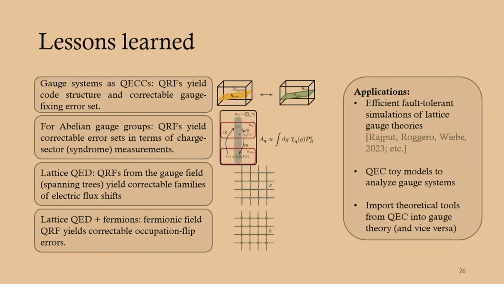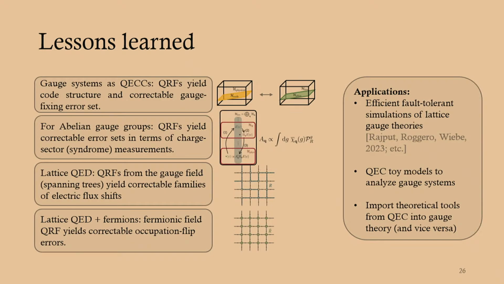Now, where may potential applications of this all lie? Well, one of the most active areas lately has been efficient fault-tolerant simulations of lattice gauge theories, which was started by this paper by Rajput, Roggero, and Wiebe, and has recently gathered a lot of interest because it turns out that if you use Gauss's law for quantum error correction via these charge sector measurements, you can get rid of a lot of overhead if you were to encode your data in a more standard quantum error correction way.